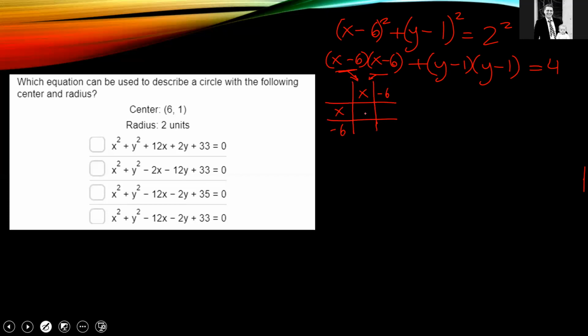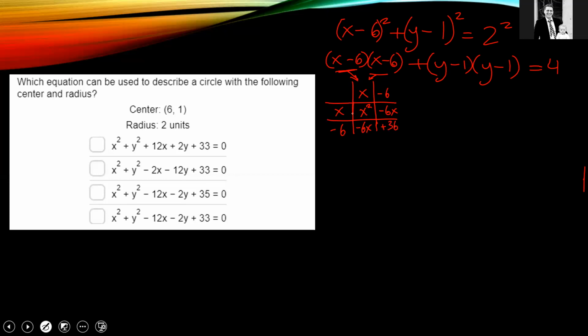Well, x times x gives me x squared. And I'm going to also multiply this x by -6. Well, that'll be -6x. Okay, now let's multiply everything by -6. -6 times x is -6x. And -6 times -6, well, negative times a negative is a positive. So we have plus 36.